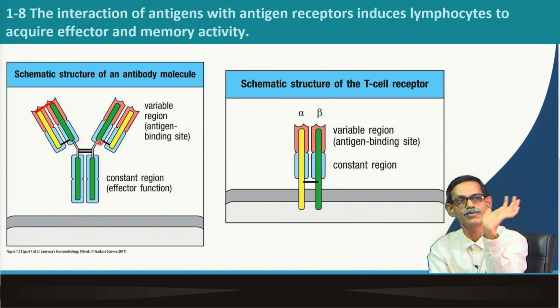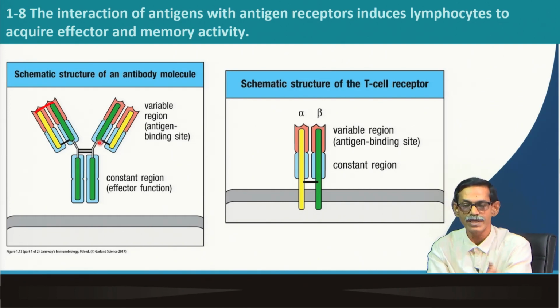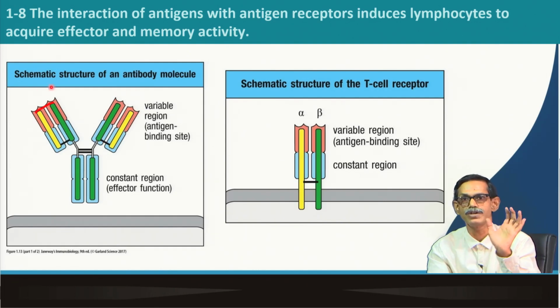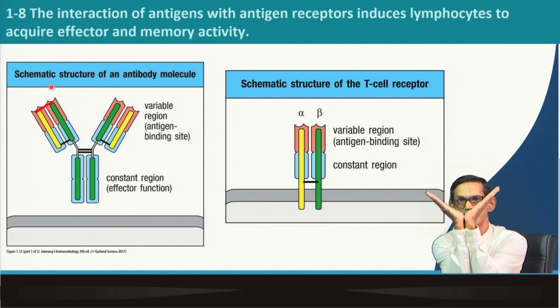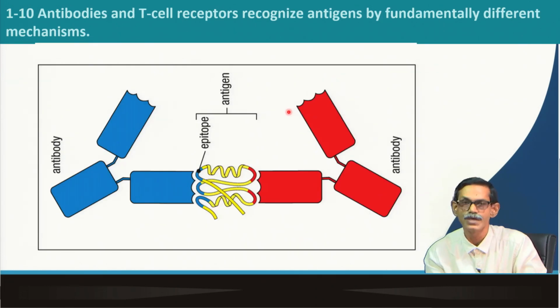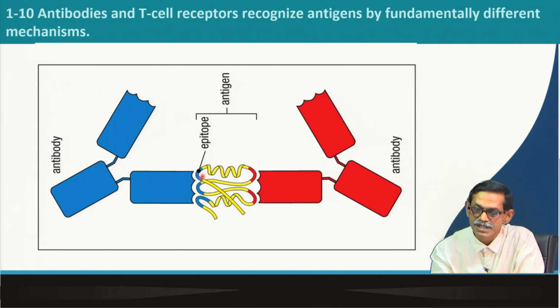So, the antibody has two binding sites, one here, another here. One antibody can bind two antigens at a time, but a T cell receptor can bind only one antigen at a time. How does this antigen bind? Say here. This part, the yellow, is the antigen, the protein part. So, this is the antigen.